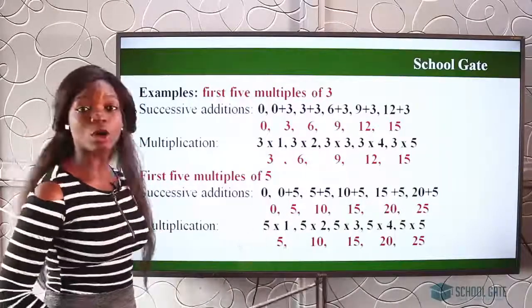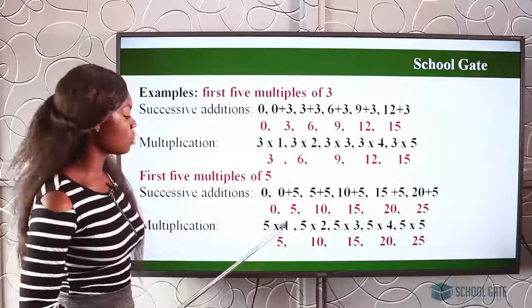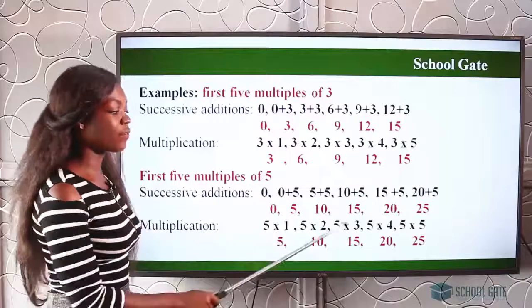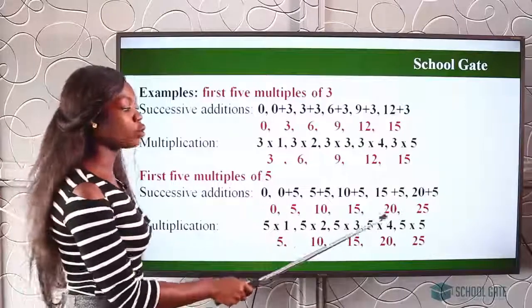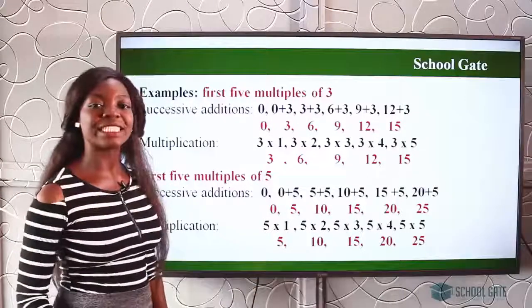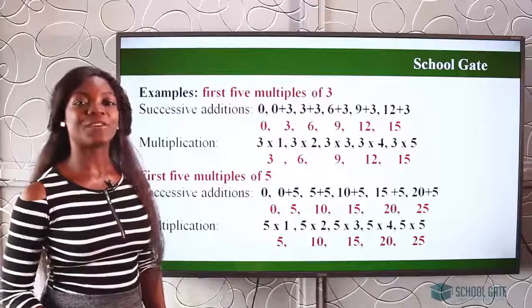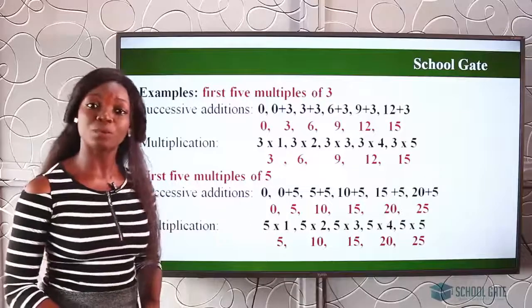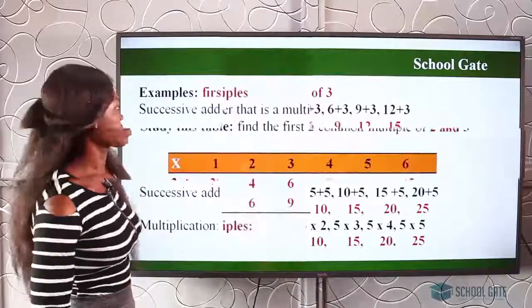And then you can also make use of multiplication. 5 times 1, 5. 5 times 2, 10. 5 times 3, 15. 5 times 4, 20. 5 times 5, 25. So these are the first 5 multiples of 5. Are we following, kids? All right, kids.